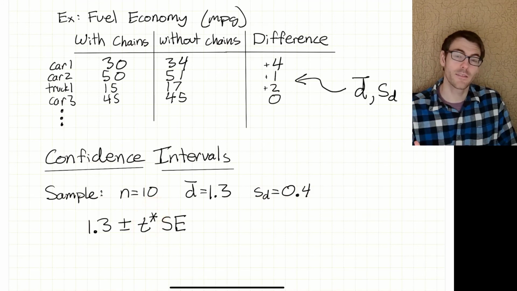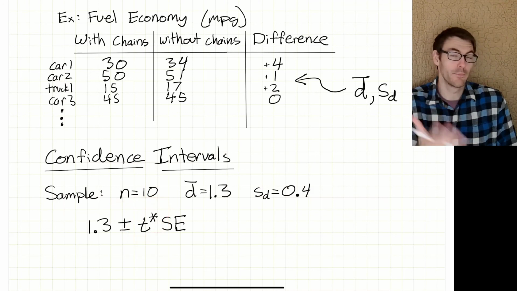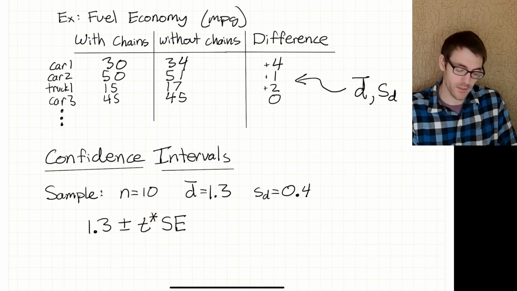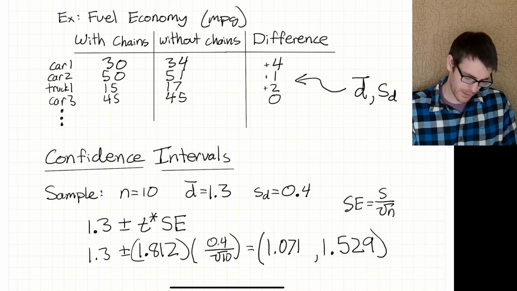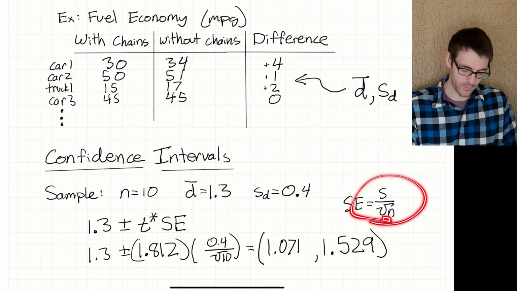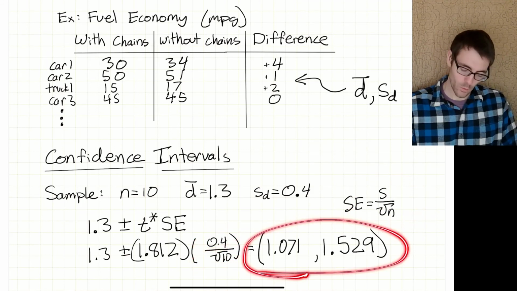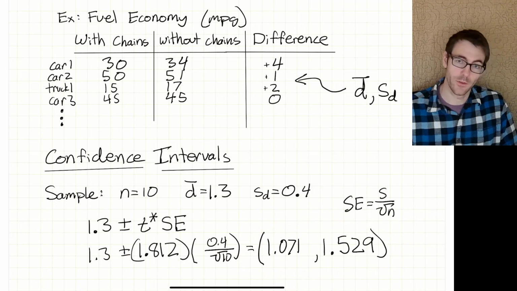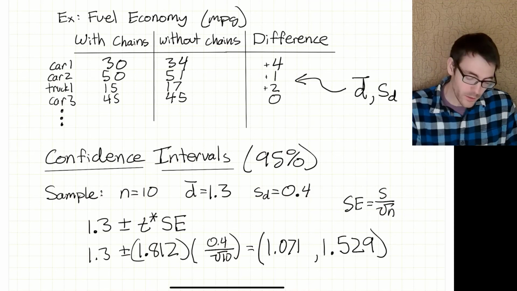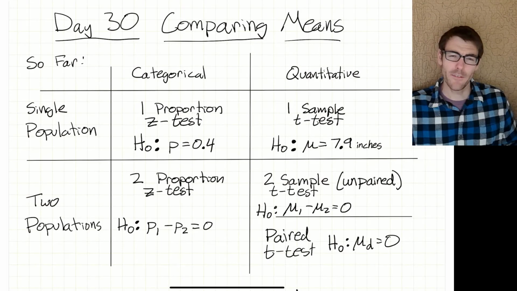The t star comes from our confidence level. If we're using a 95% confidence interval, this t star for n equals 10 is going to end up being a little bit more than 2. And the standard error is the same standard error we've been using for our hypothesis testing. So if we actually calculate these things, by the way, this t star is less than 2, my bad. The standard error comes from s over square root of n, in this case 0.4 over square root of 10, and we see that our interval is 1.071 to 1.529. In other words, we are 95% confident that the actual increase in fuel economy for not using snow chains is somewhere in this range. Okay, so that finishes up our table here.